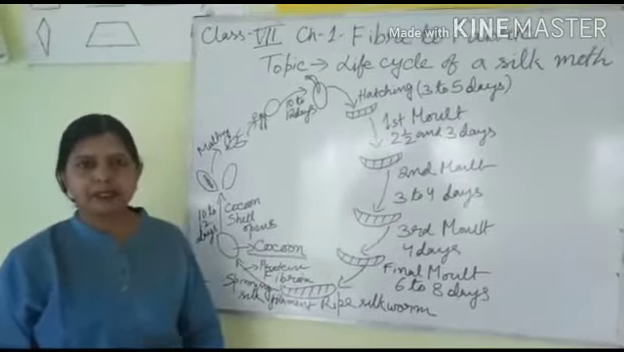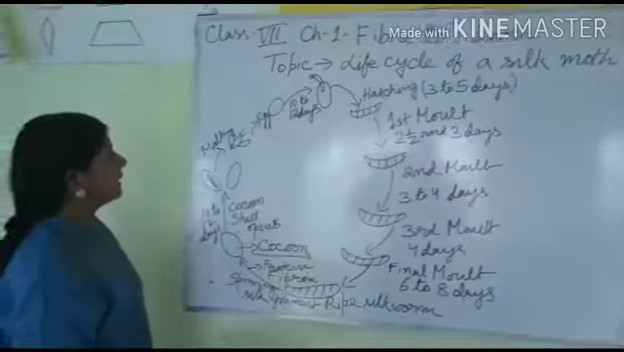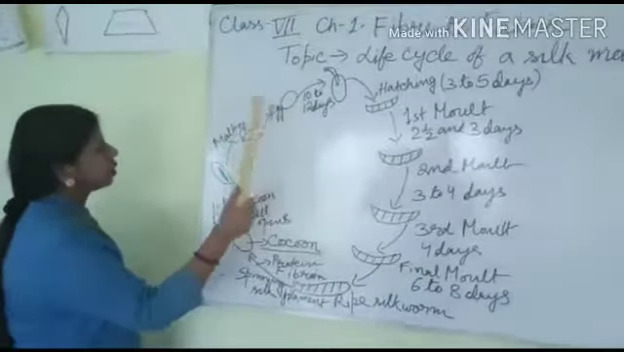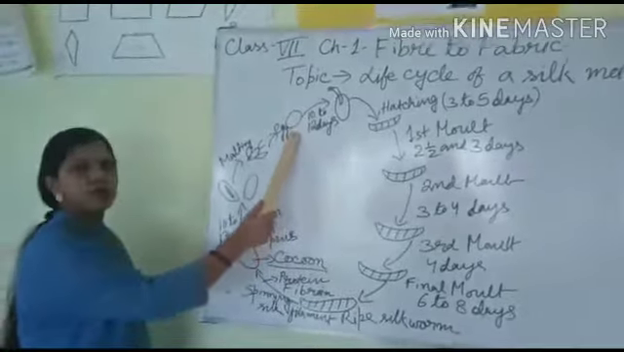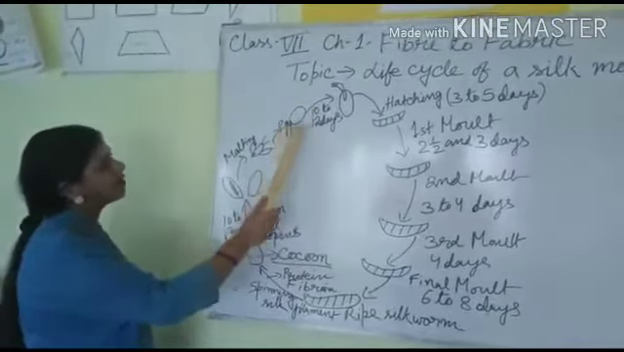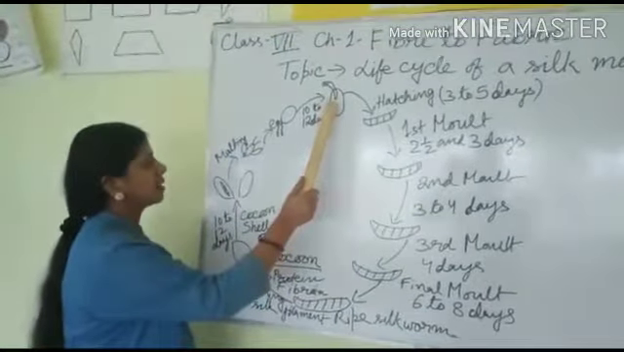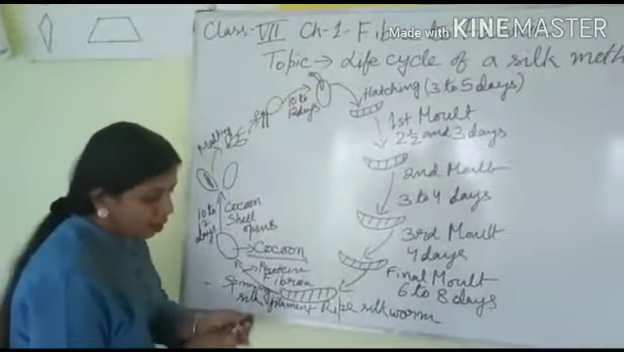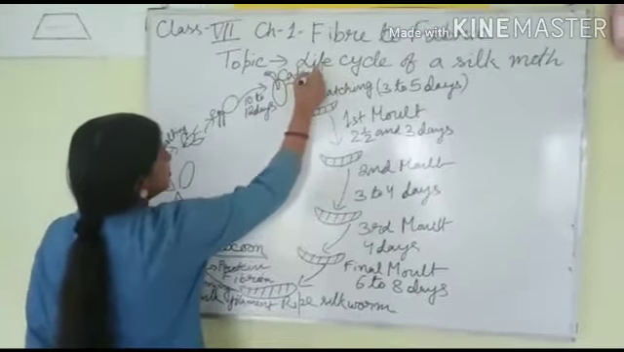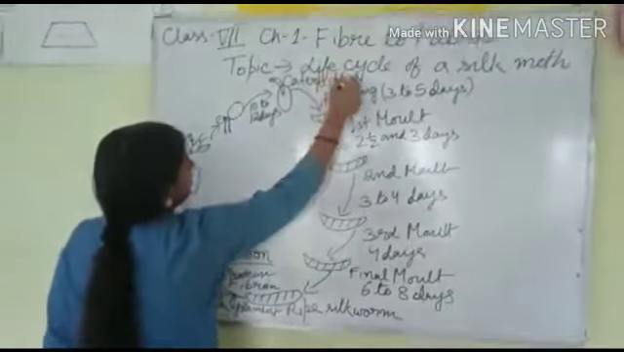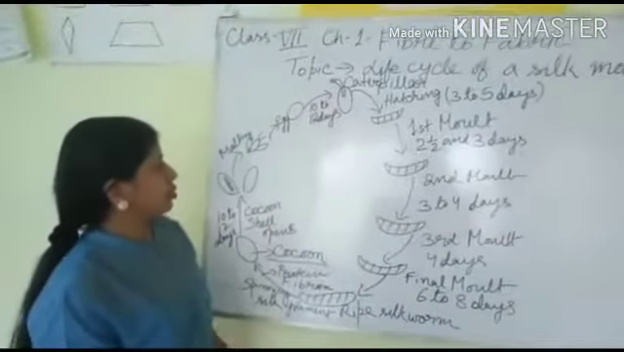Now what happens during the whole life cycle of the silk moth? In the beginning, the silk moth lays eggs on mulberry leaves. After 10 to 12 days, the caterpillar comes out. This is the caterpillar, or you can say this is the larva. Caterpillar is also known as larva, which comes out.